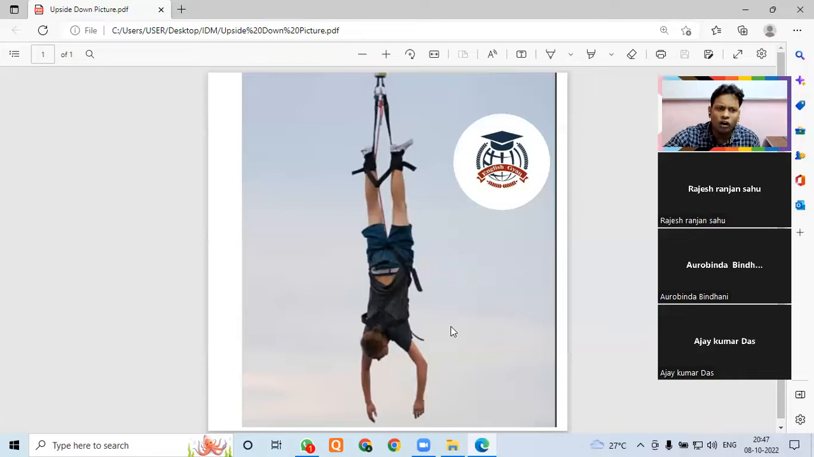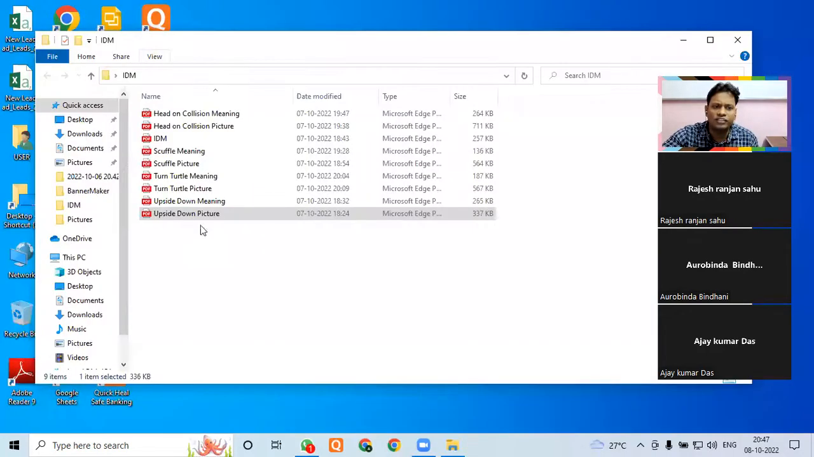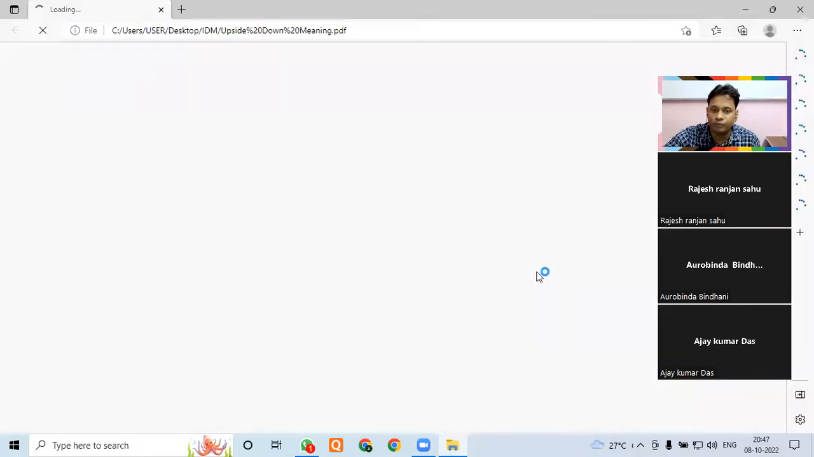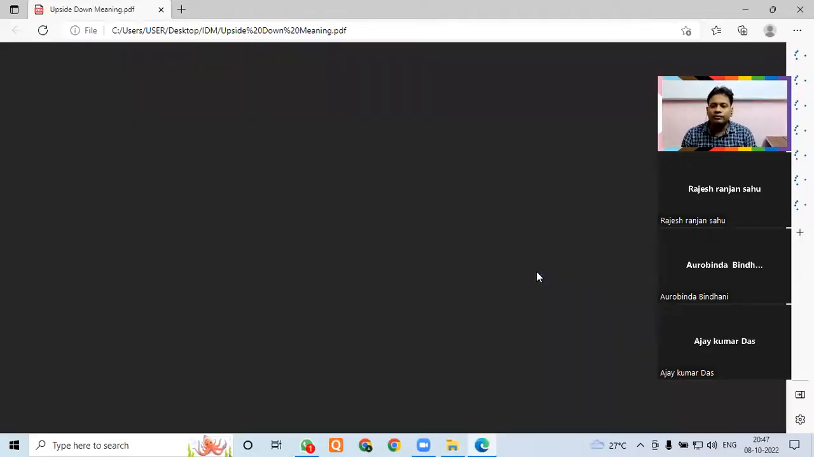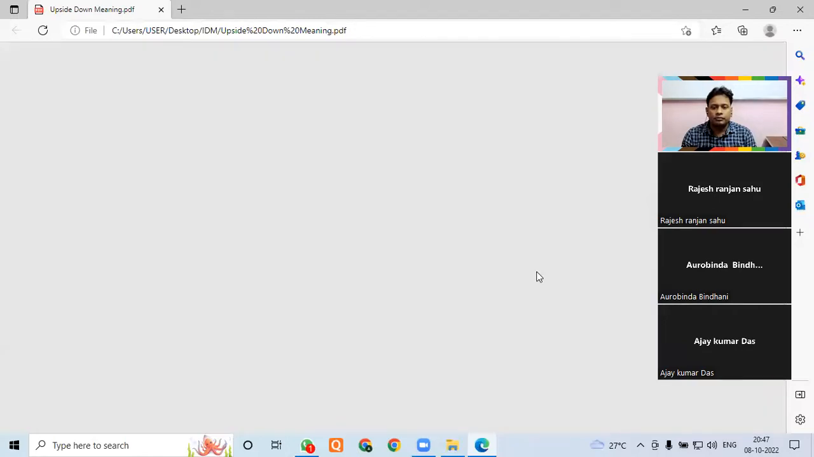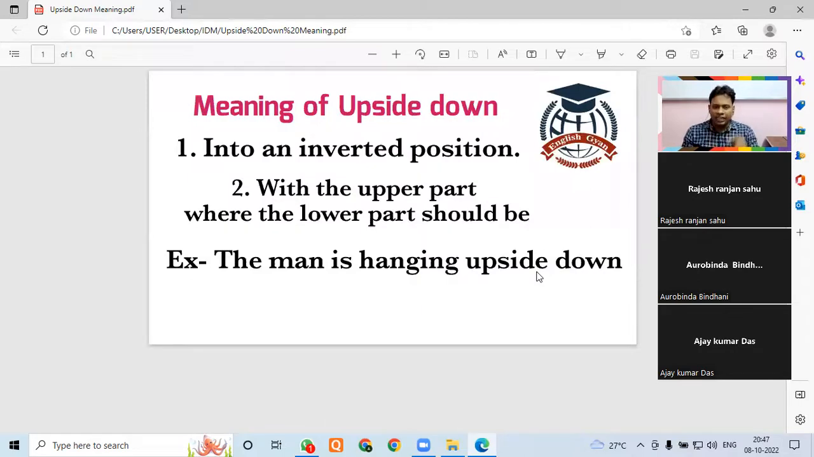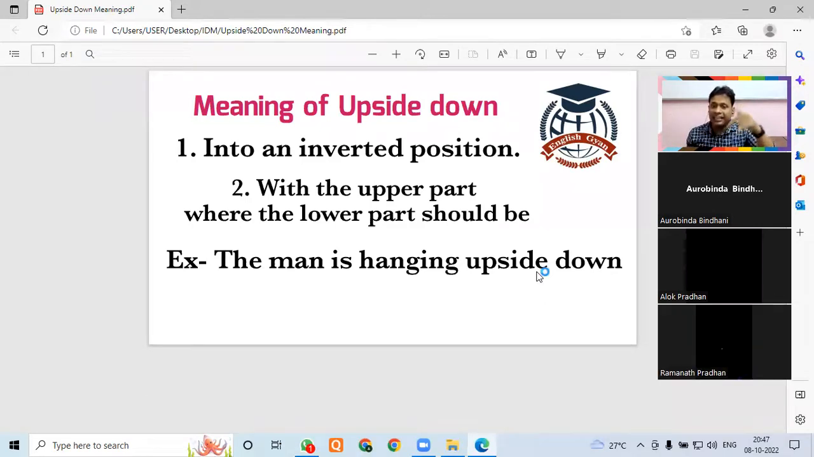But what it is called is upside down. So what is the meaning? Just check it out. It's there on your screen and I'm going to display it before you. Whenever I say upside down, just check it out. The meaning of upside down: into an inverted position. That means the upper part is where the lower part should be. The man is hanging upside down.